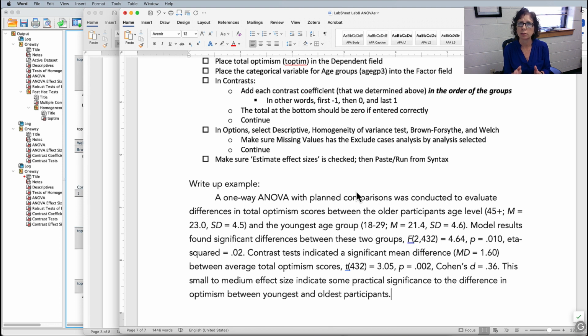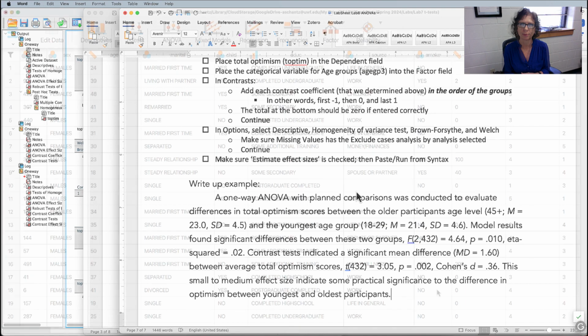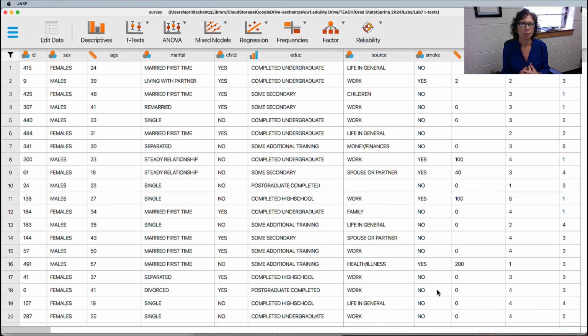So those are the 2 approaches that we use towards running one-way ANOVAs, and we're going to do the same analyses in JASP next. So let's go ahead and get those materials together and we'll move on to JASP. Okay, opening up our data set in JASP.